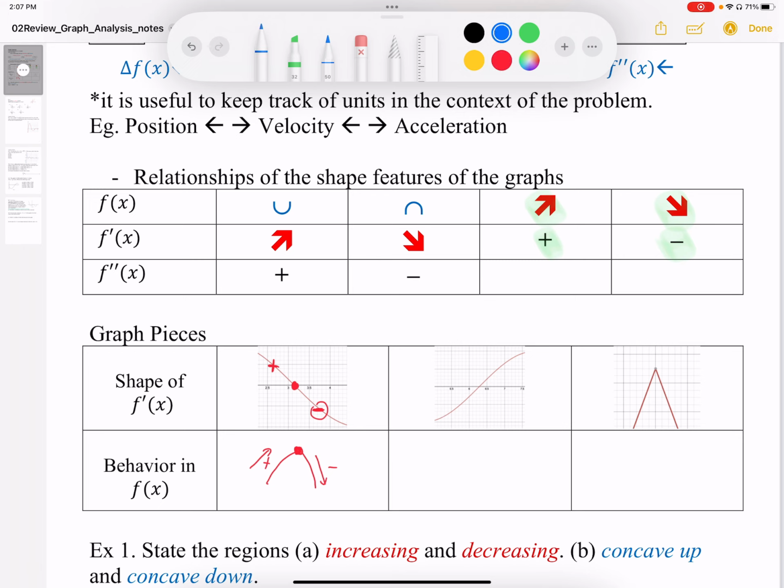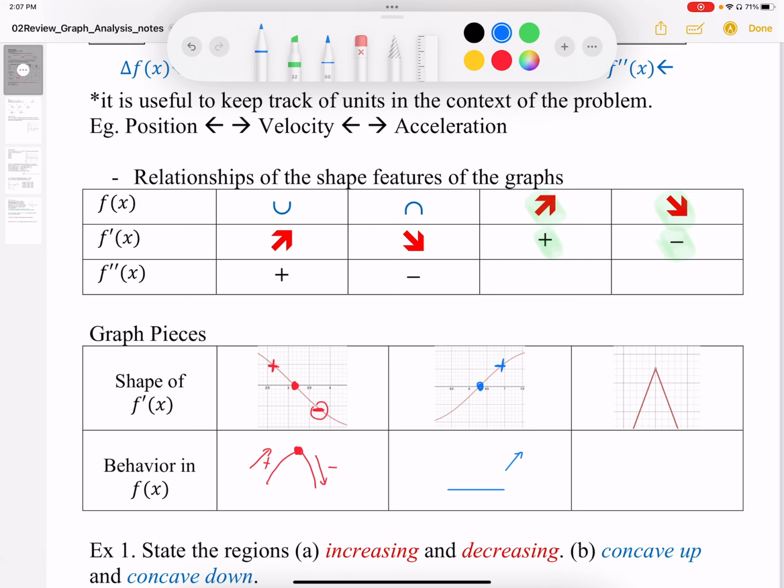If we have a 0 here, that also means a horizontal tangent. Okay, that's going to represent a horizontal tangent. On the right side of that, the f prime value is positive. That means it must be sloping up.